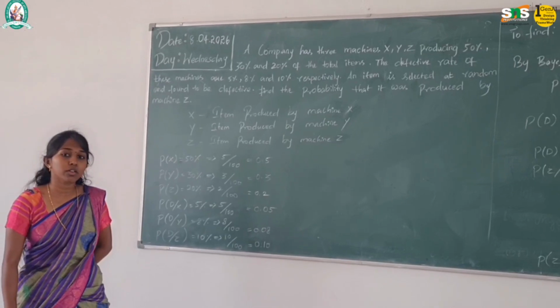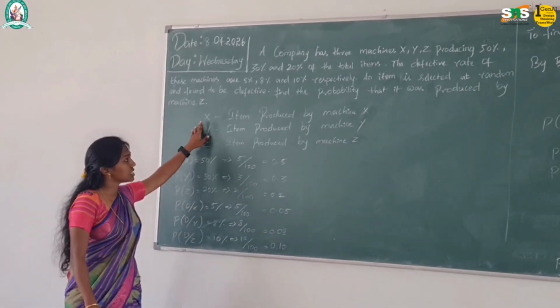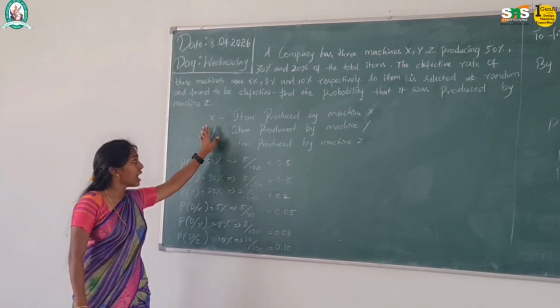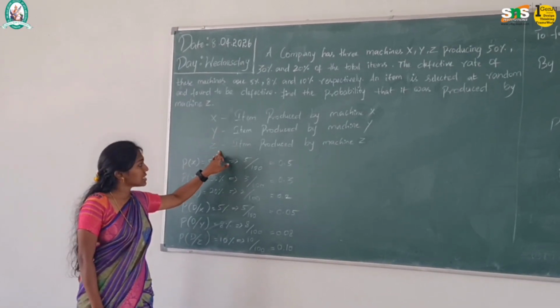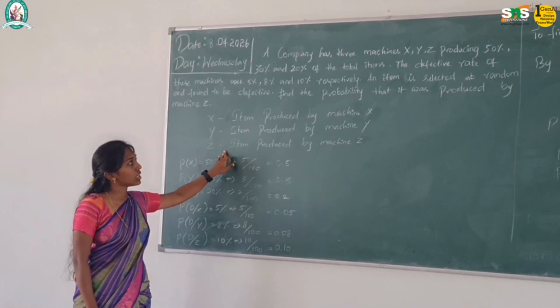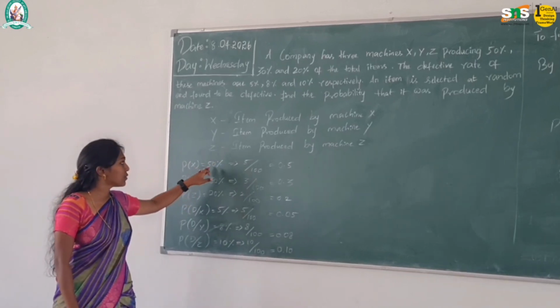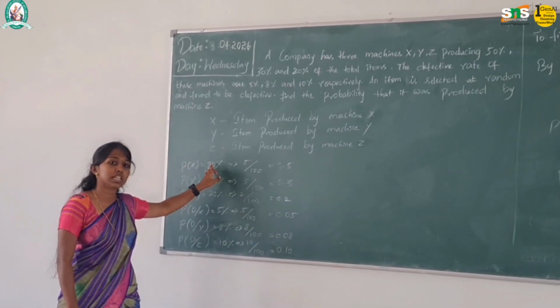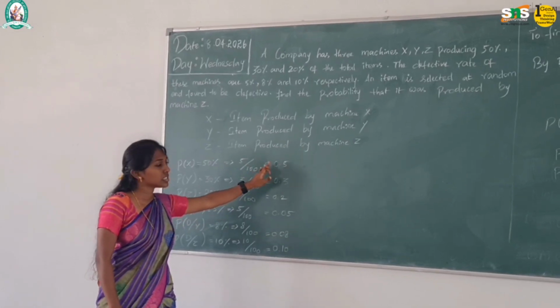First we are going to write the terms given in the question. The term X denotes the items produced by machine X, Y denotes the items produced by machine Y, and Z the items produced by machine Z. Next we find the ratios given in the question: the probability of X is 50%, which is written as 50 by 100, so the value is 0.5.